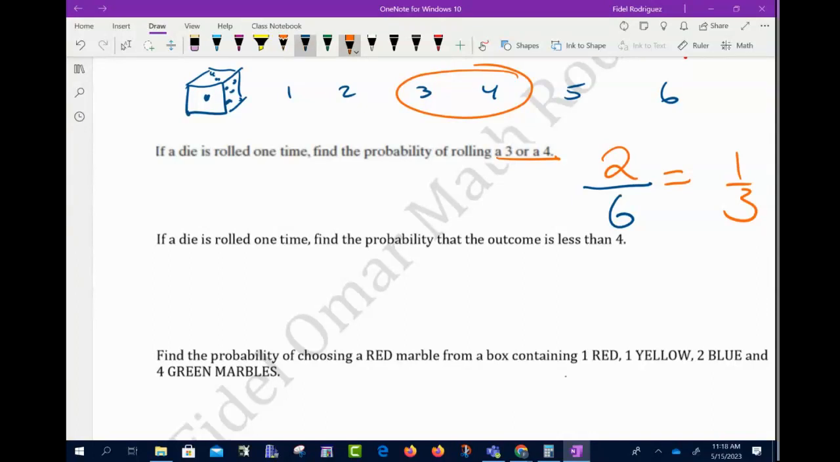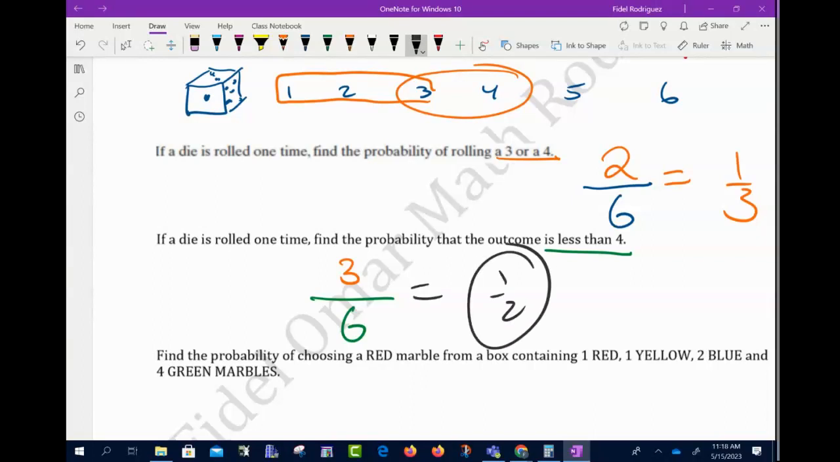Okay, if a die is rolled 1 time, find the probability that the outcome is less than 4. Okay, so remember, my total possibilities is 6. I want to know how many numbers are less than 4. 3 out of the 6, right? Aren't there 3 numbers less than 4? Okay, can we reduce that? Yeah, we can divide them both by 3, 1/2.